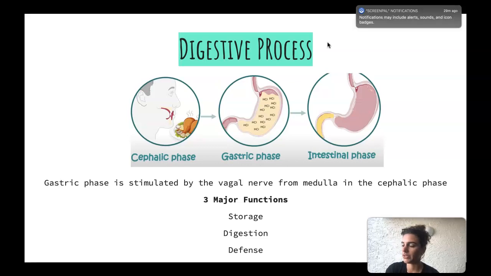One signal the medulla sends is along the vagus nerve to the stomach to begin the gastric phase. The three major functions of the gastric phase are storage, digestion, and defense. This is the phase that we will be discussing and taking a closer look at. The intestinal phase is where nutrients and water are absorbed into the body for metabolic uses.